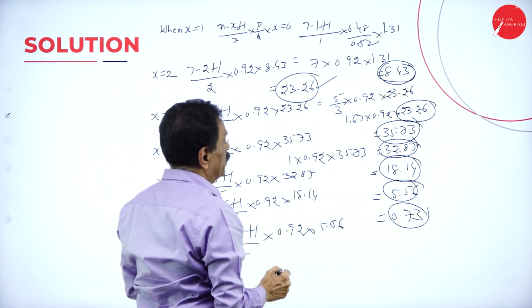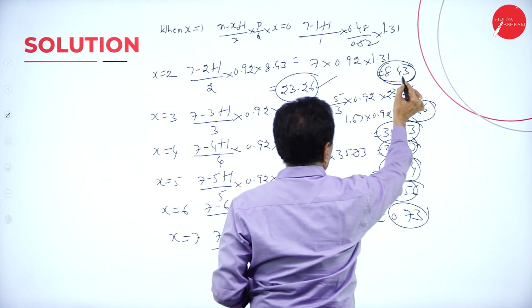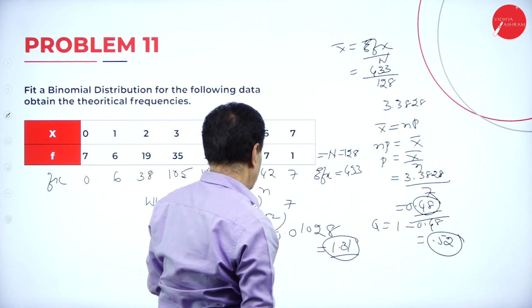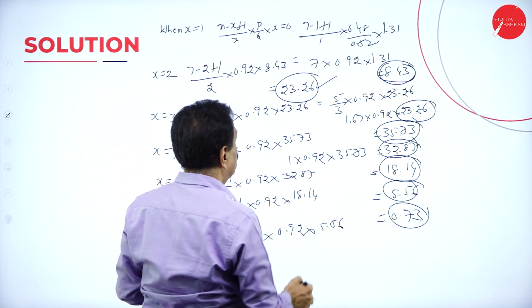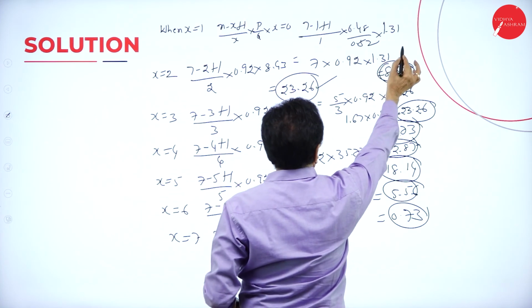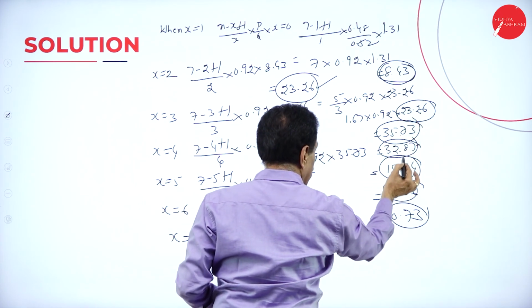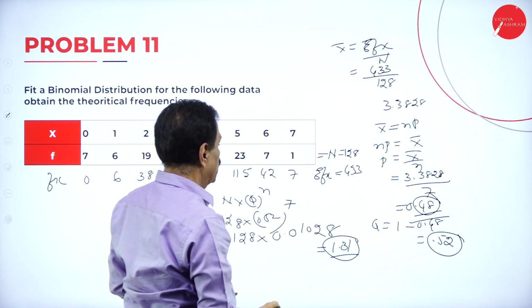So 7 items, 1, 2, 3, 4, 5, 6. X is 0, totally 8 items. 0, 1, 2, 3, 4, 5, 6, 7, 8. 8 items.